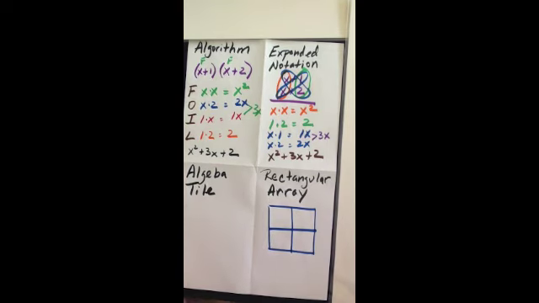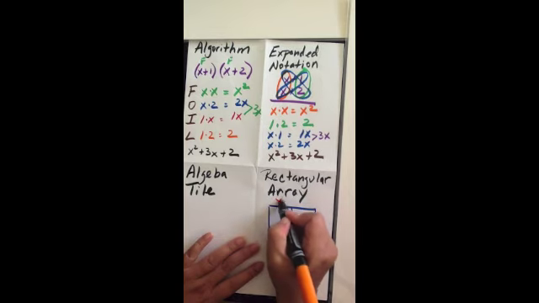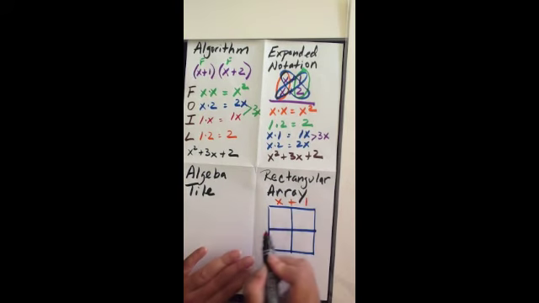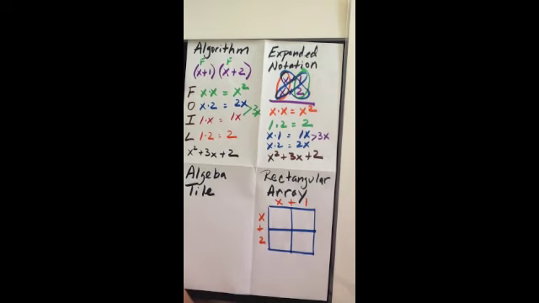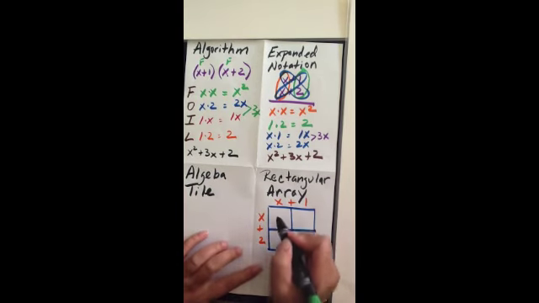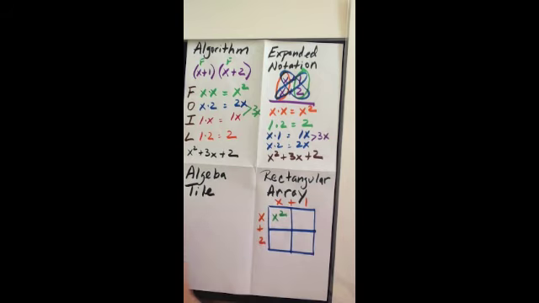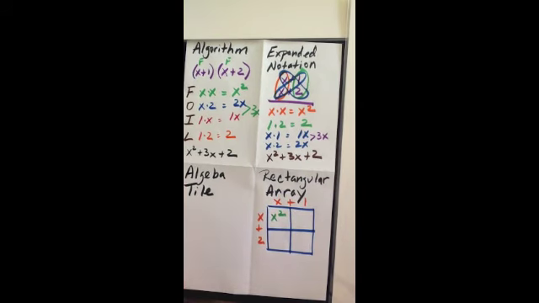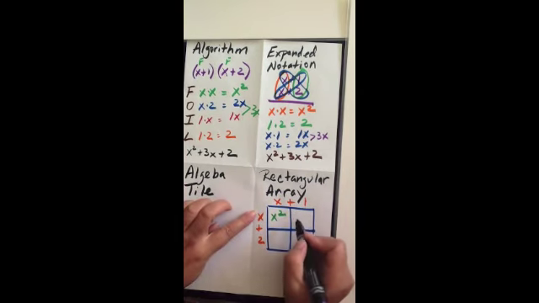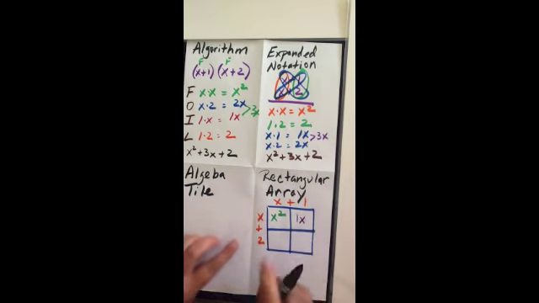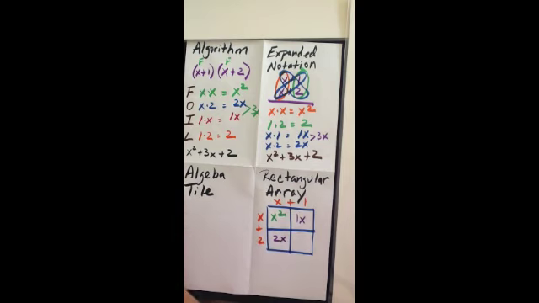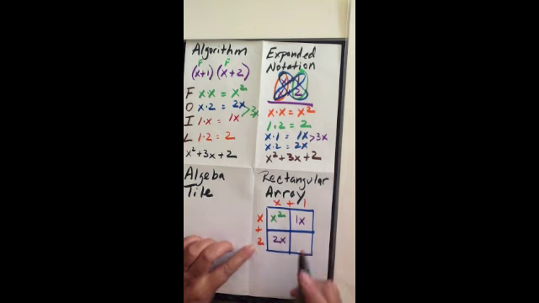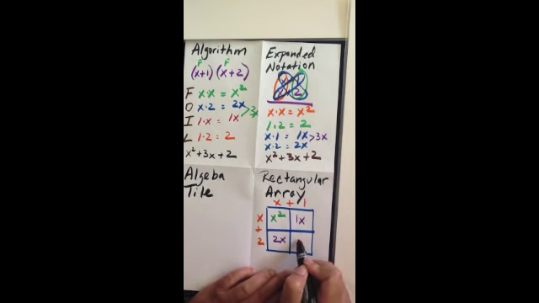I'm going to write down x plus 1 and write down the dimension x plus 2. X times x will give me an x squared. An x times 1 will give me a 1x. X times 2 will give me a 2x. And the final one is a 2 times 1 will give me a 2.